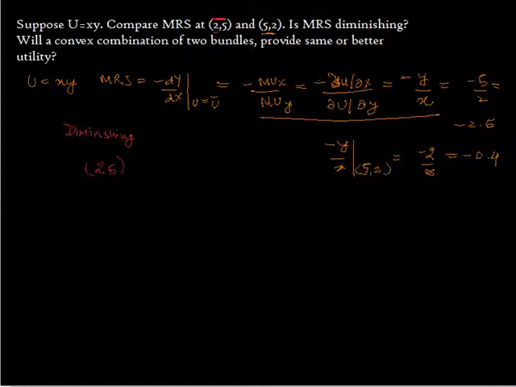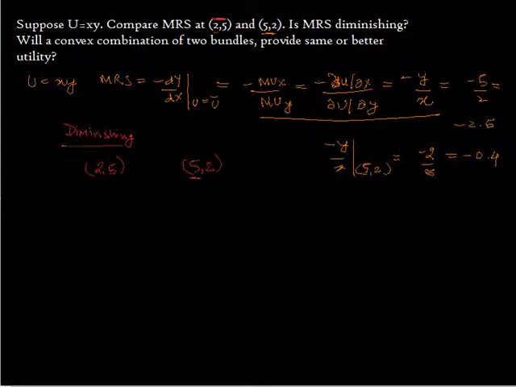now at this point, your x is more and y is less. So you'll be willing to trade less and less amount of y, because y is a scarce commodity now. You'll be willing to trade less y in order to get one more unit of x. So the MRS is diminishing in this case.